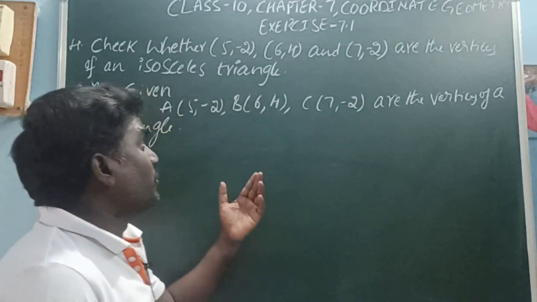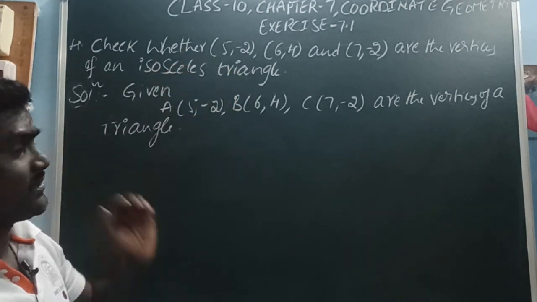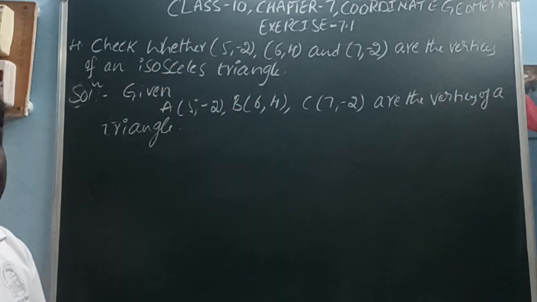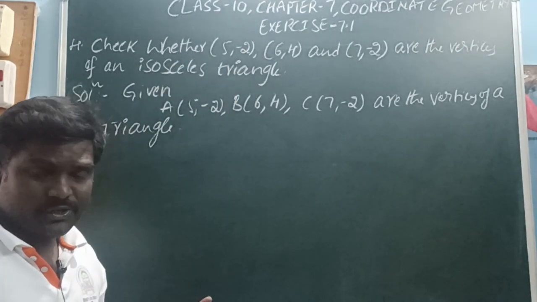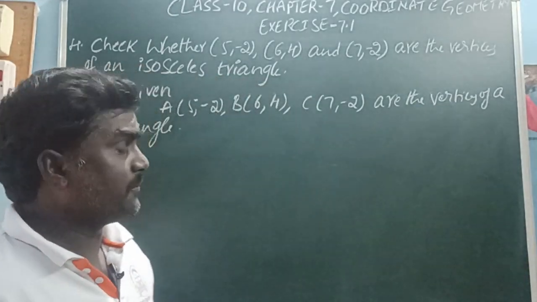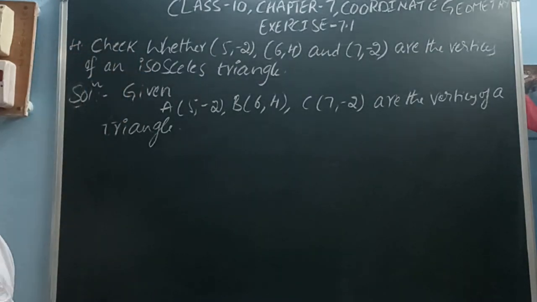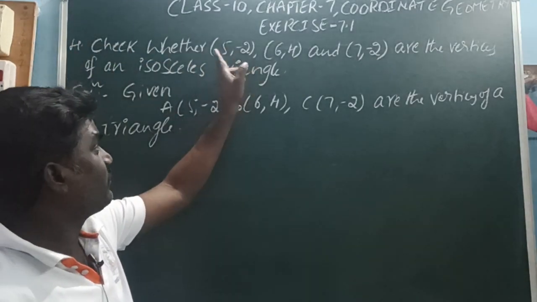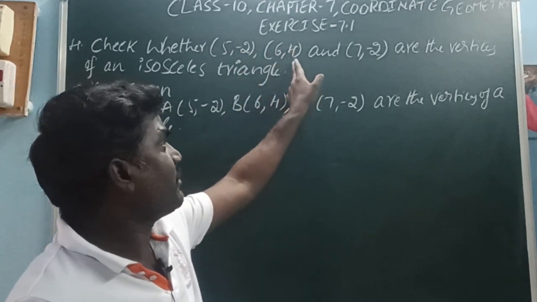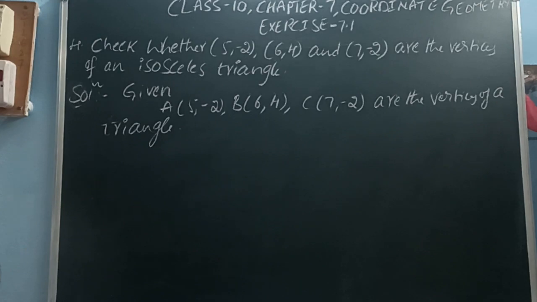Today I am going to explain class 10th chapter 7 coordinate geometry exercise 7.1 question number 4. In previous videos I explained questions 1, 2, 3. So now I am explaining question number 4. Check whether (5, -2), (6, 4), (7, -2) are the vertices of an isosceles triangle.